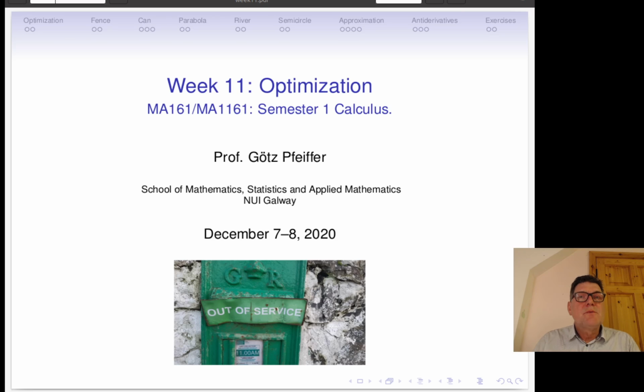Welcome back to week 11 of the MA161 calculus. My name is Götz Pfeiffer and this video is about an optimization problem that involves a parabola and two more examples.